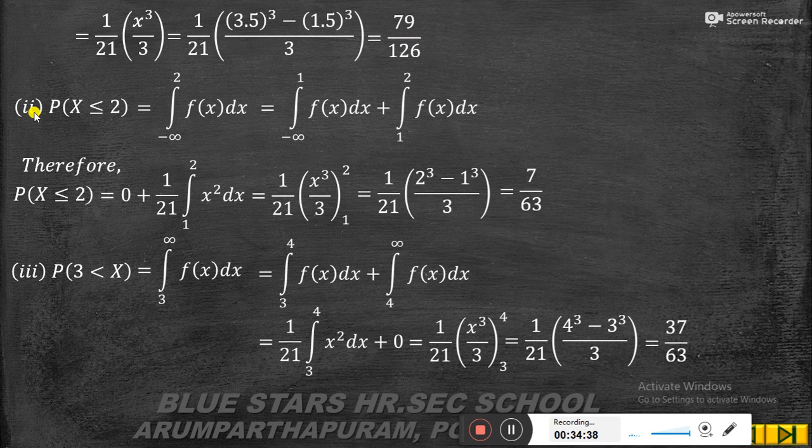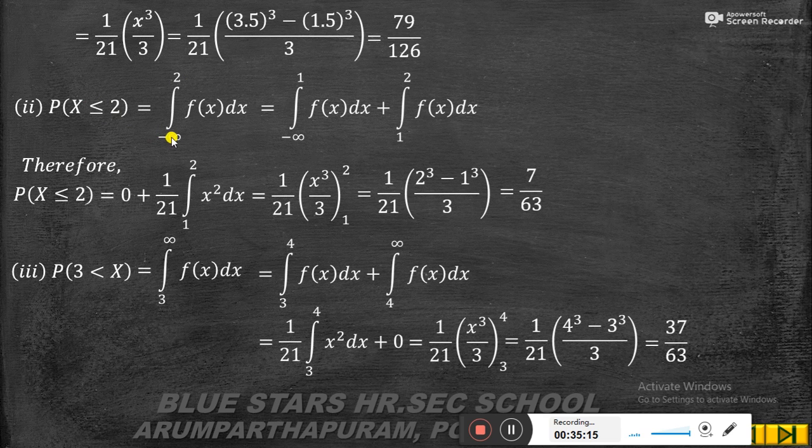So next, subdivision 2: the probability of x less than or equal to 2. X less than or equal to 2 means x takes the lesser values, and 2 itself is also included. So the lesser values are 1, 0, minus 1, minus 2. Every negative value is a lesser value, and these are represented by minus infinity. So minus infinity to 2 is the limit for x less than or equal to 2.